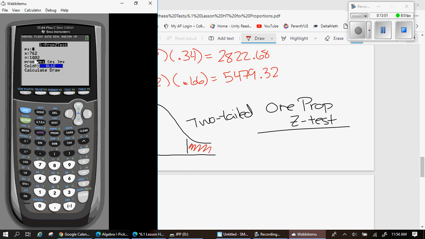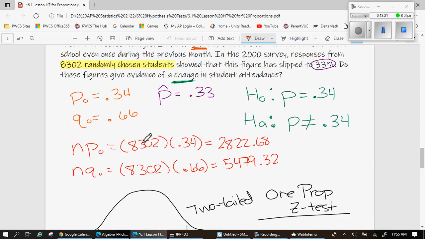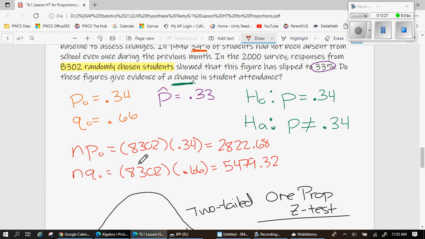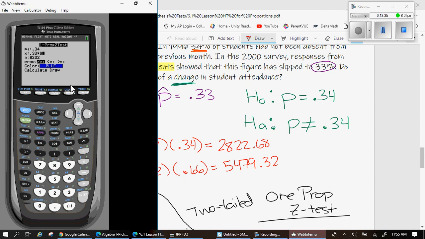So we'll do our one proportion z-test. We're going to tell it our null hypothesis p, which is 0.34. n is our 8,302. X we get from multiplying 33% by 8,302. That's the actual number of people who said they were chronic absentees. So in my calculator, I do 0.33 times 8,302. It's not going to like a decimal, so I'm going to round that to 2,740.